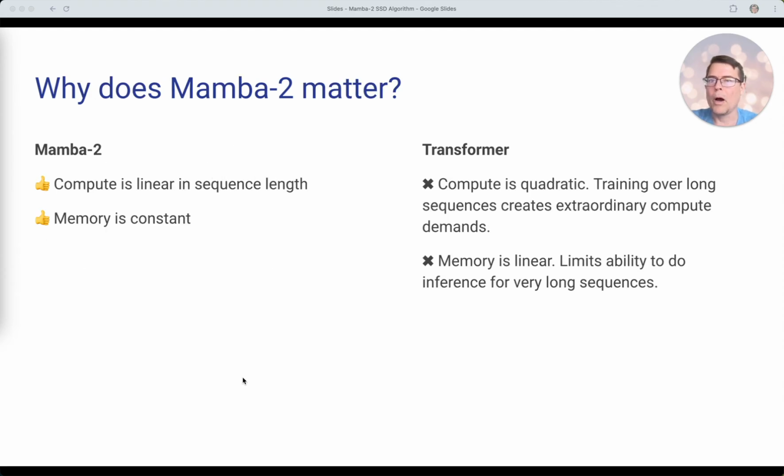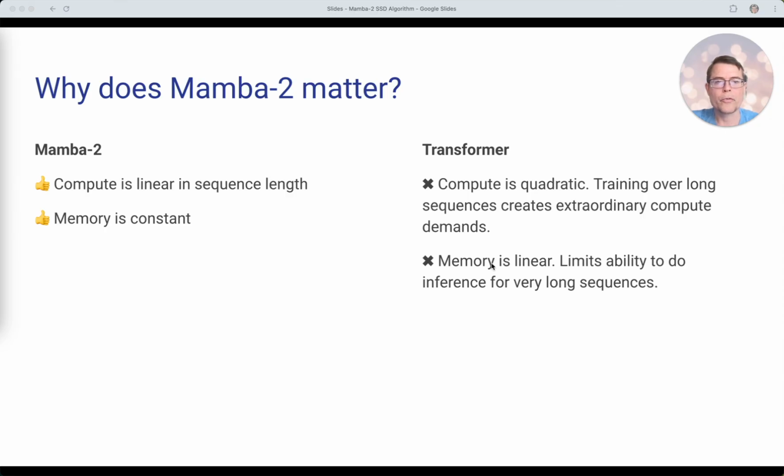All right, why does Mamba-2 matter? It matters mostly in contrast to the way Transformer works. It's intended as an improvement in some directions on Transformer. With Transformer, the compute is quadratic. When you train over a long sequence, you end up with n squared compute, and then you end up with giant GPU farms, and it's very expensive.